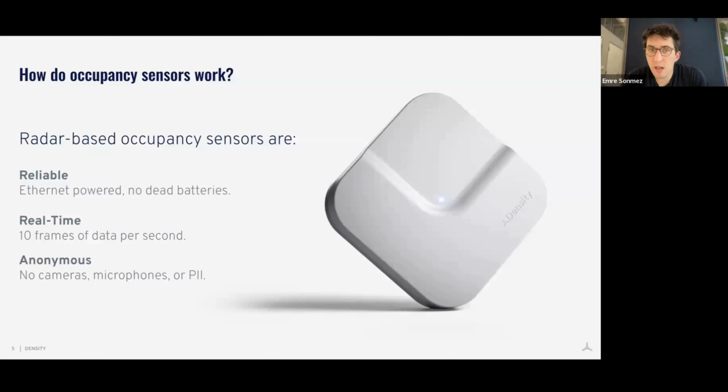The source of this data are Density occupancy sensors. So this is what the sensor looks like in our latest generation on the right. It's radar-based, super precise, measures 10 to 16 times per second, and it's not a camera. And so the data set we have doesn't have any PII, so no gender, age, or ethnicity, but gives us a really rich data set about human beings in space and exactly where they are.